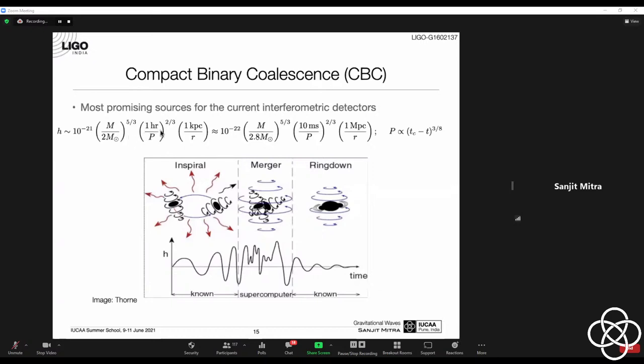If the period is like 1 hour and they are like two solar masses, basically one solar mass objects, like the mass of the sun, going around, the amplitude is 10 to the minus 21 when it is 1 kiloparsec away, which is very close. It is basically in our galaxy. We don't see a binary merger in our galaxy. This is basically the inspiral phase, something going around but not really coming close to the merger. That is the part when the signal becomes much stronger.